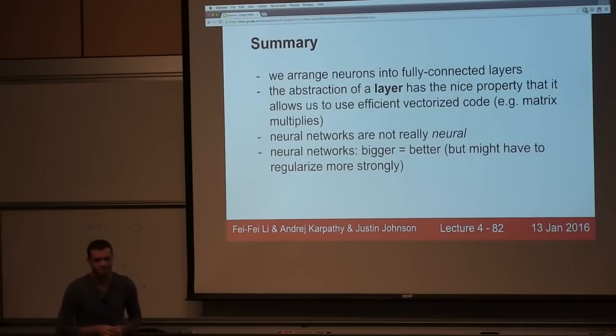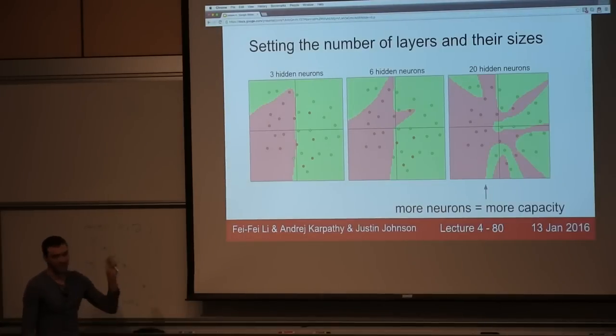Is it always better to have more neurons in the thin layer, or is there also overfitting issues? So is it always better to have more neurons in your neural network? The answer to that is yes. More is always better.